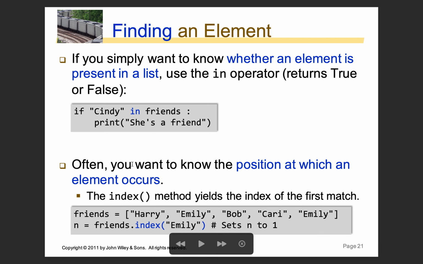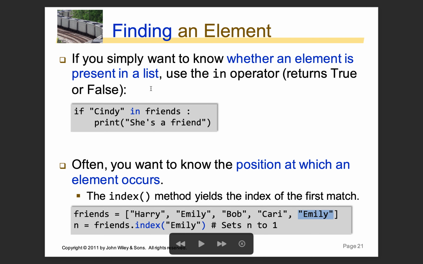So the index method will tell us what index yields the first match with the data we're looking for. So if we have the list friends equals Harry, Emily, Bob, Carrie, and Emily, n equals friends.index Emily, so we've got a variable called n, go through the list friends and return the first index at which the data Emily appears. Okay, Emily appears at the position 1 index, so it returns 1, so n equals 1. Even though Emily also appears at the index position 4. Okay, so it just returns the first instance.